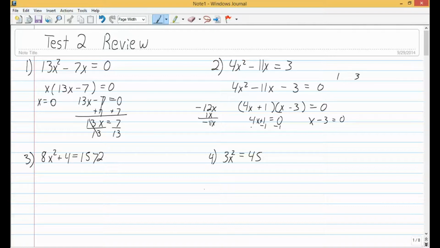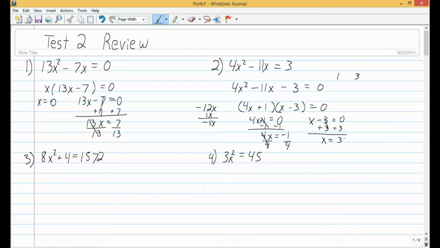So we just used the zero product principle. That means if you have something factored and it's set equal to 0, then you can set each factor equal to 0. So x equals negative 1/4. And x equals positive 3.